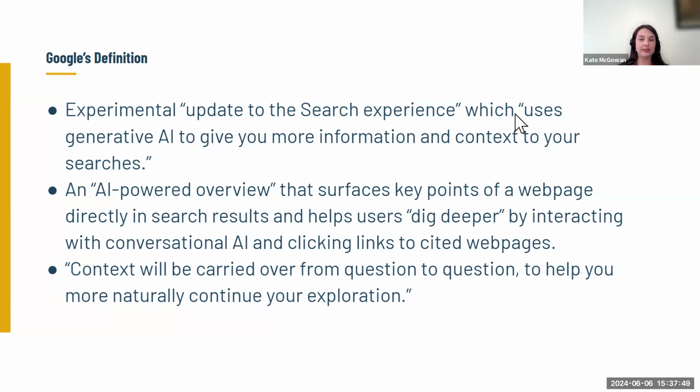The main feature is an AI-powered overview that surfaces key points of website content directly in search results, providing an answer before users have to scroll or click, with the intention of helping users, quote, dig deeper by interacting with conversational type AI and also by clicking links to cited web page sources. Google has said that the context within this feature will be carried over from question to question to help users more naturally continue their exploration and search. And we're going to talk a lot about that later on.